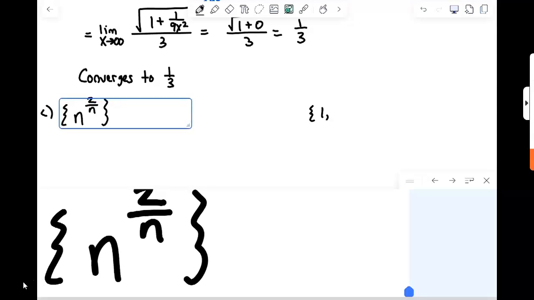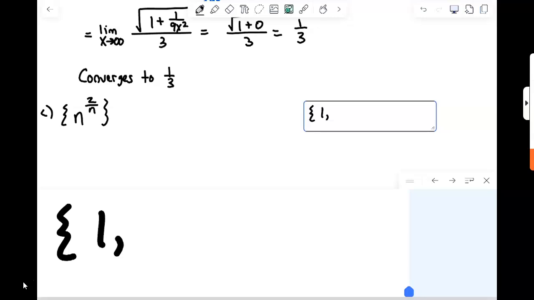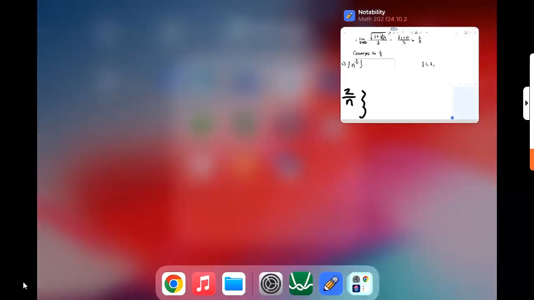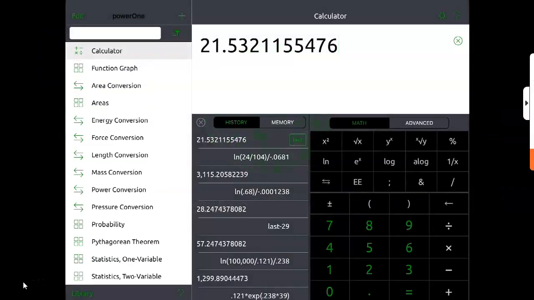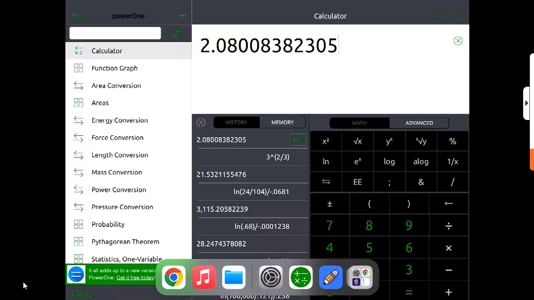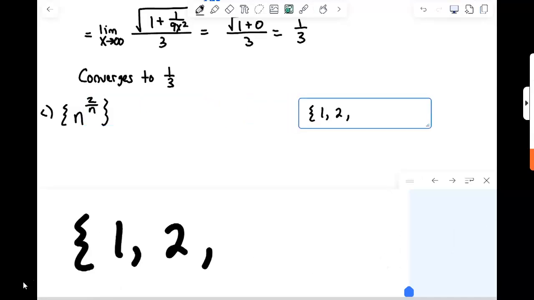Then we go to 2 to the 2 over 2, so that would be 2 to the 1, which would just be 2. And up next we would have 3 to the 2/3. So now we need to bring in some technology here. 3 raised to the 2/3 is about 2.08. So this, for the moment, seems like it's getting bigger.